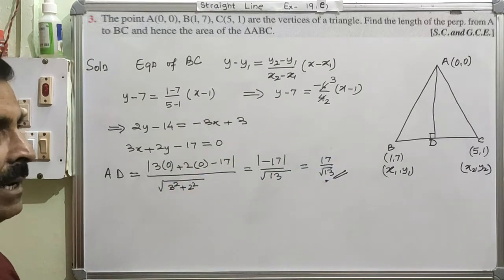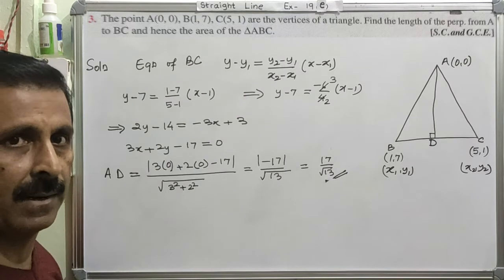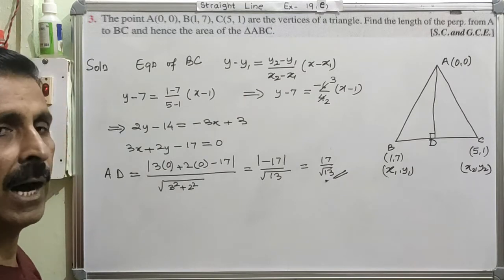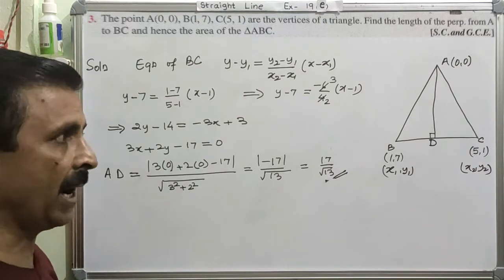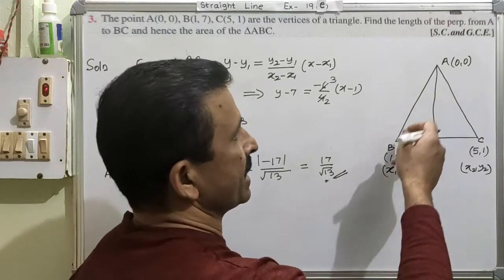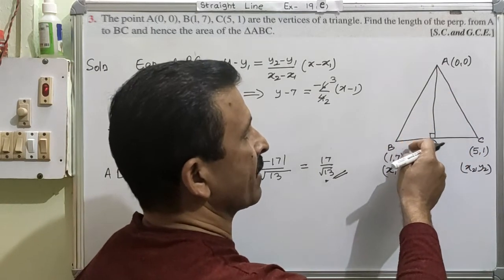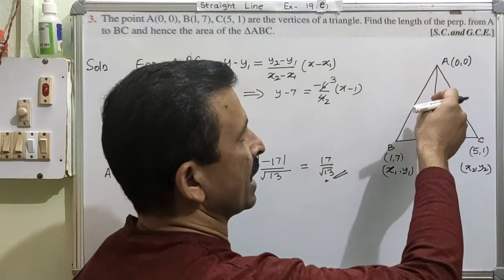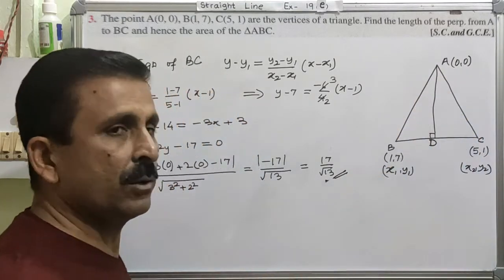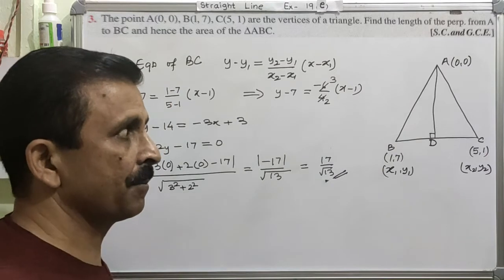Find the area of this triangle. And you know what is the formula for the area of a triangle? Area of triangle formula is half of base into height. This is your base and this is your height. Right? So you need to have the length of BC and you need to have the length of AD. Only then you can find out the area of this triangle.